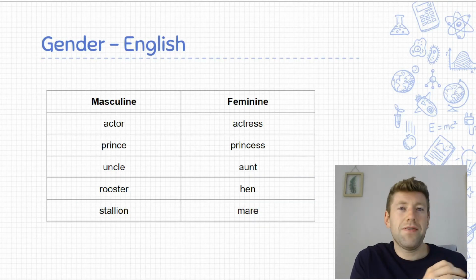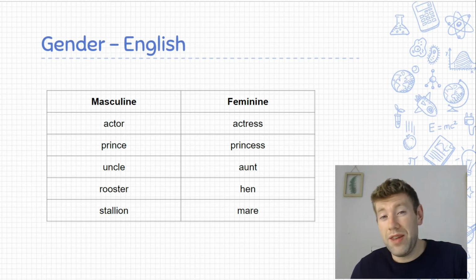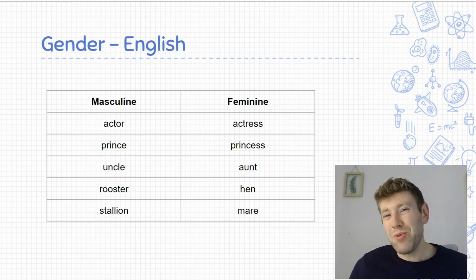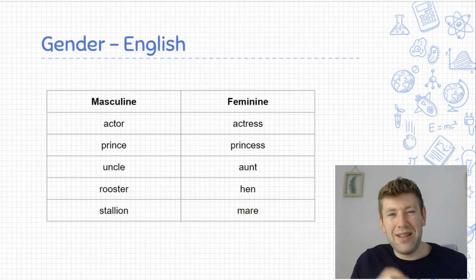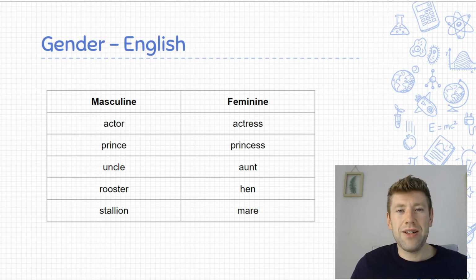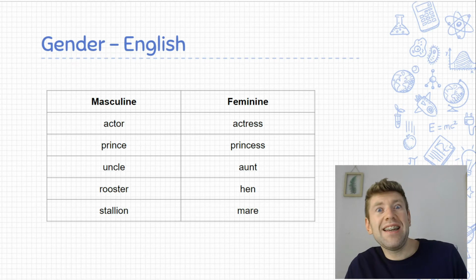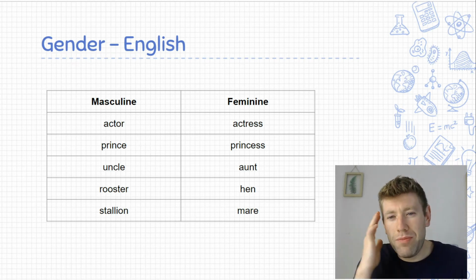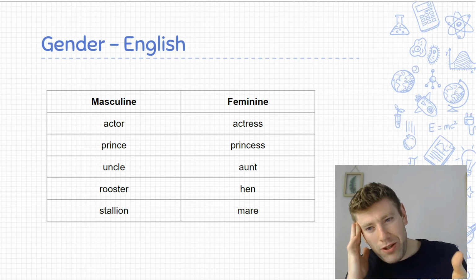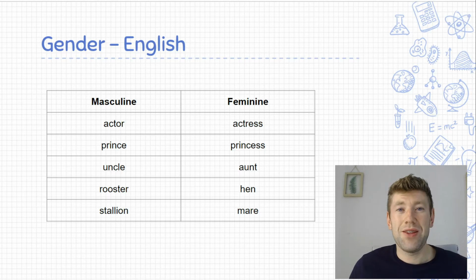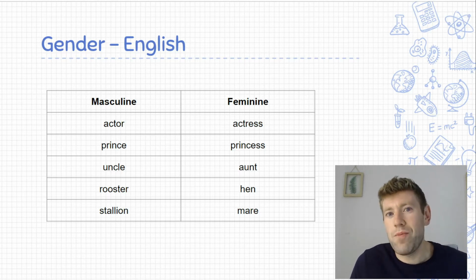So let's look at gender in English for a second, because we do have it. You could have a male actor or a female actress, a male prince or a female princess. These words don't change that much, we just add a little tail on at the end. But then we'll have some words that radically change, like uncle and aunt aren't anything like each other. We'll have rooster and hen. And then even we'll have words that even as native speakers sometimes we can't remember, like, oh, what's a female horse called? Because we have things like stallions and mares.